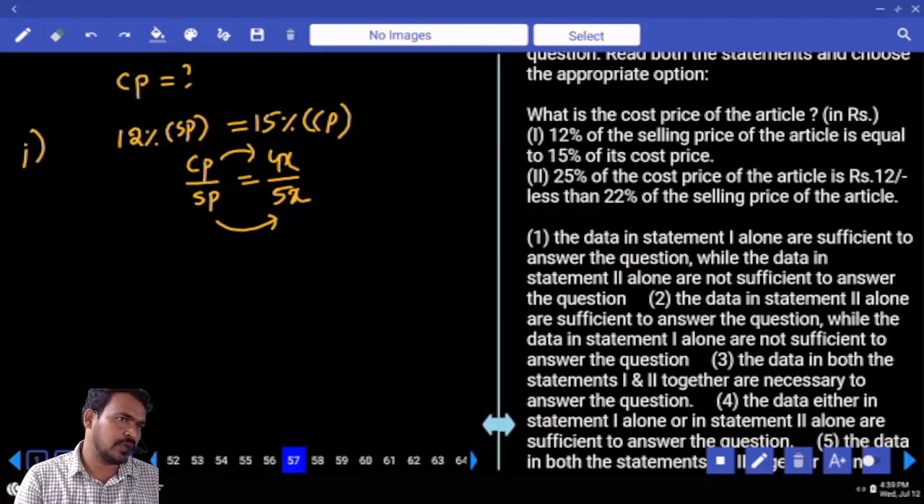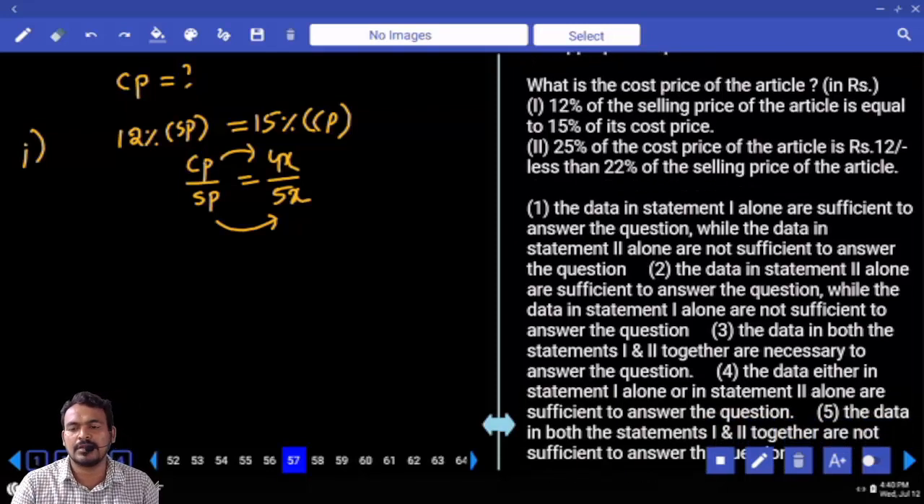What is the question? Cost price. We require 4x. Definitely we need to know the x value. Is 1 alone sufficient? No. Don't say the cost price is 4 rupees. Actually it is a ratio, 4 is to 5. One is 4 parts, another one is 5 parts.